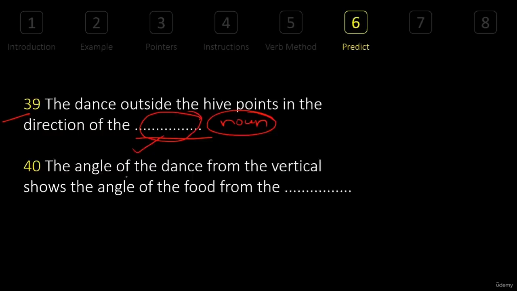Again, second one. The angle of the dance from the vertical shows the angle of the foot from the blank. So you have to search for the angle of the foot from something. Again, it is a noun. Sometimes the answer is definitely a verb. Sometimes the answer is definitely an adjective.